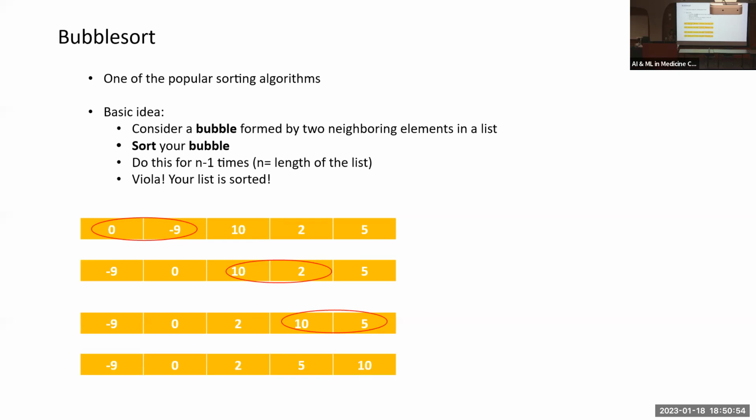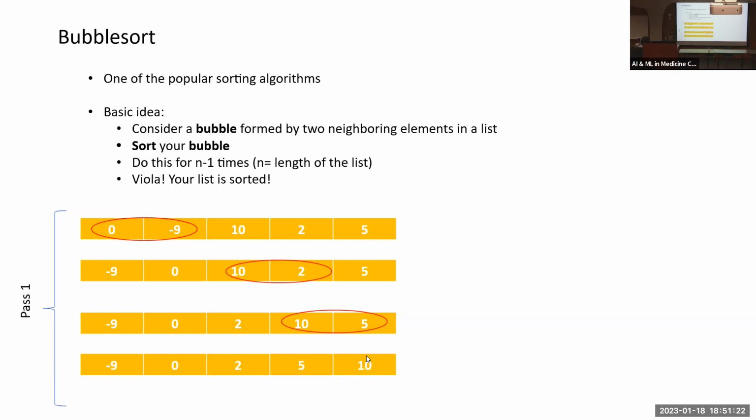What have I done? My list is not sorted yet, but I have done something. I have made sure whatever happens in my list, this last element is the actual element who should be at this position. So in this first pass, I have made sure that my last element is in right position. I don't care about these things. In my first pass, only this is sorted.